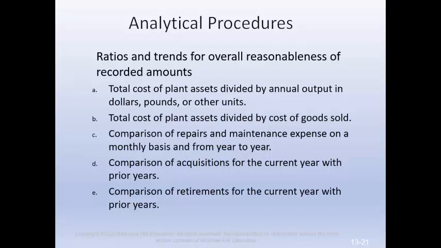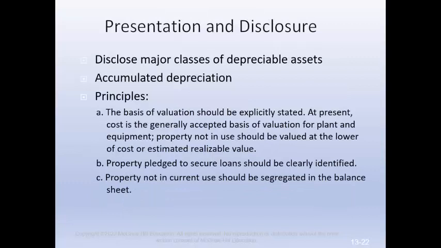Others include comparison of acquisitions for the current year with prior years and comparison of retirements for the current year with prior years. The balance sheet or accompanying notes should disclose balances of major classes of depreciable assets. Accumulated depreciation may be shown by major class or in total, and the method or methods of computing depreciation should be stated. The total amount of depreciation should be disclosed in the income statement or supporting notes.